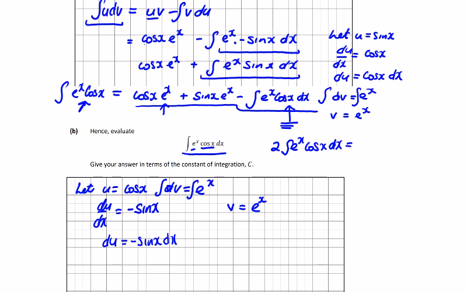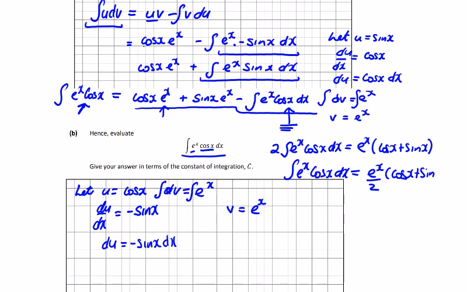and I can factor out e to the power of x here, e to the power of x times cos x plus sine x. And if I divide by 2, I'll get the integral of e to the power of x cos x with respect to x is equal to e to the power of x over 2 times cos x plus sin x. End of question 10.